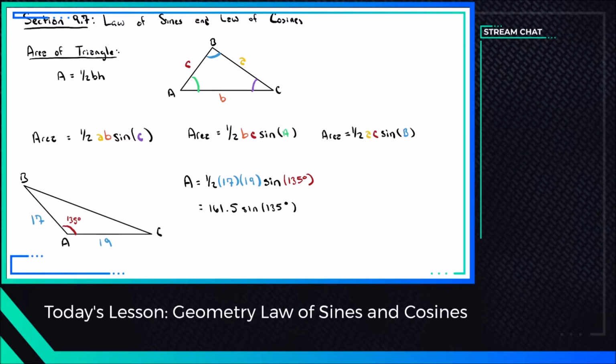And just real quick, make sure when you're calculating out your sine and cosine that you have your calculator in degrees. I got a couple of emails last time saying that, oh, this wasn't working. It's because your calculator was in radians. So if we have our calculator in degrees and we take 161.5 multiplied by the sine of 135, we're going to get that the area is approximately equal to 114.2 square units.